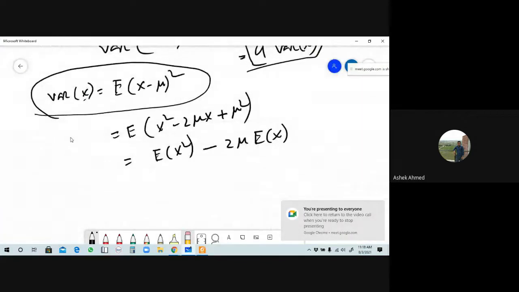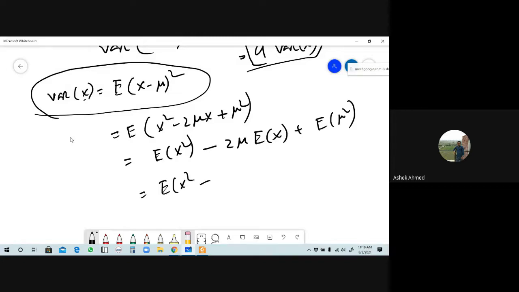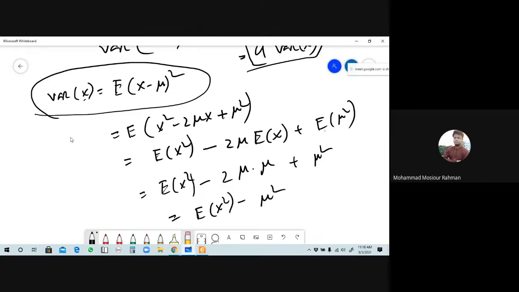Okay. Then since expectation is a linear operator, this will be expectation of x square minus 2 mu into expectation of x plus expectation of mu square. Is it right? Tell me here, this is the value of the expectation of x square minus 2 mu. The value of expectation of x was mu. Is it right? And the value of expectation of mu square will be mu square. Okay, so this will be given expectation of x square minus 2 mu square plus mu square.